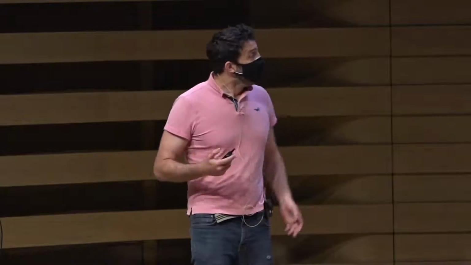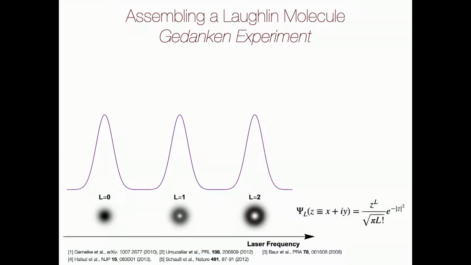But let me describe what I think is a beautiful Gedanken experiment that we've pretty much realized in the lab. This idea comes from Jacopo Carusoto, and it's an alternative approach to building Laughlin states to what Marcus told you about earlier, okay?